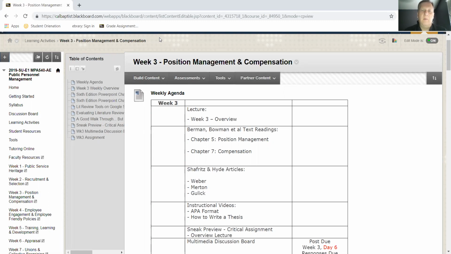I think that really has been one of the major trends that we've seen in recruitment and selection, not only at the federal level, but at state and local levels as well. So this week, we'll transition into position management and compensation.